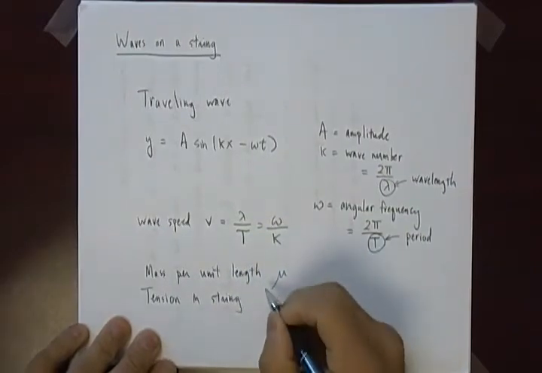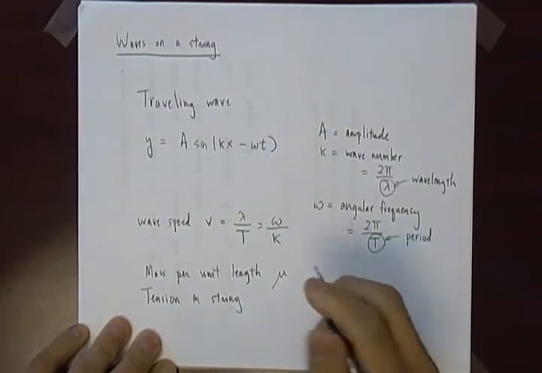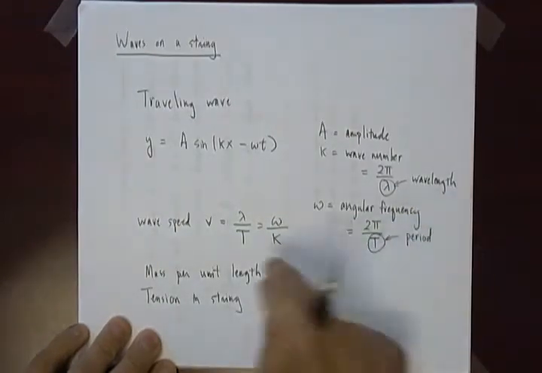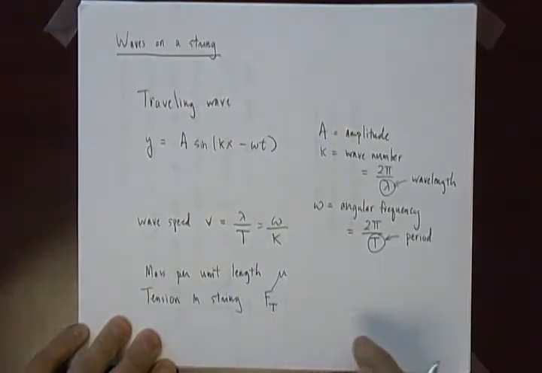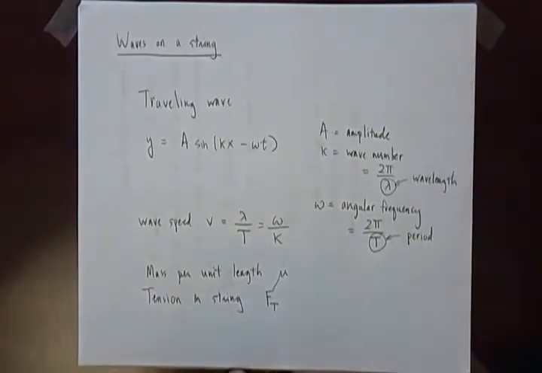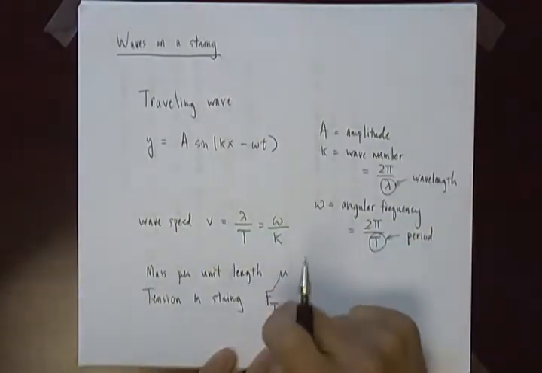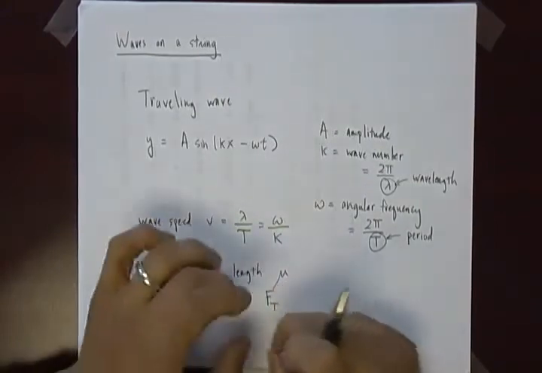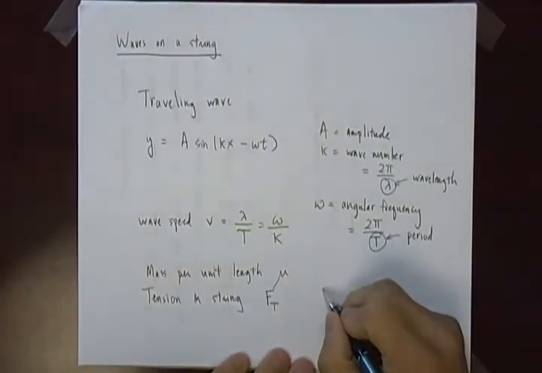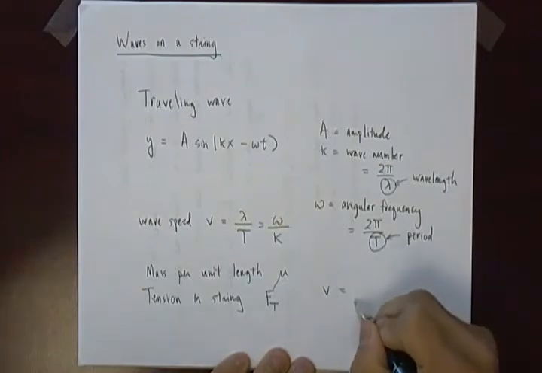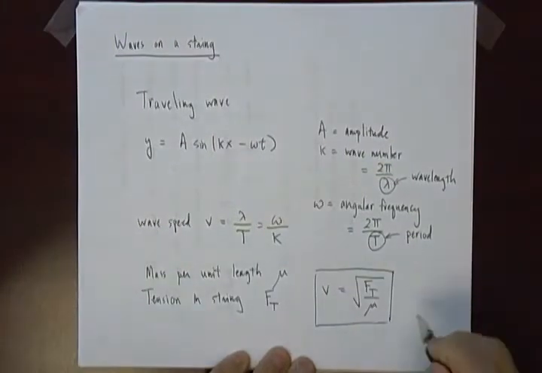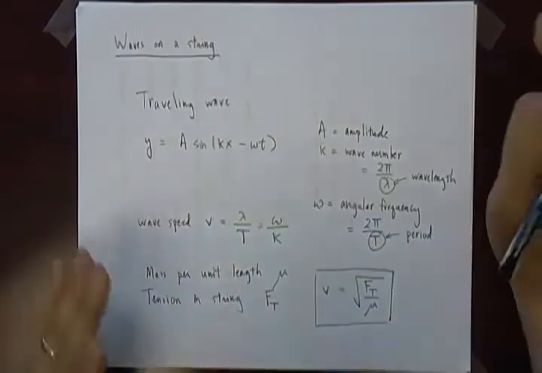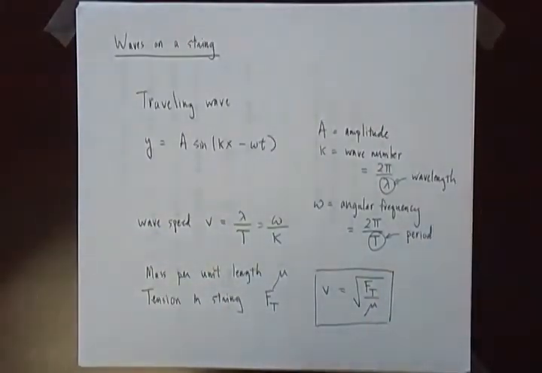we can write that as capital T, but we've used capital T for period, so that's no good. So let's actually write F_T so that it's clear that's tension, it's not period or something. So if we know the tension in the string and we know the mass per unit length of string, then the formula for the wave speed v is the square root of F_T divided by mu. That's the formula. We're not deriving it, but you can check that it gives you the correct units.